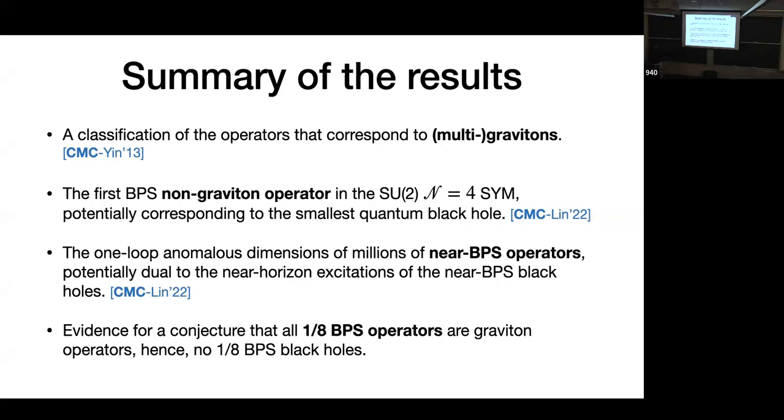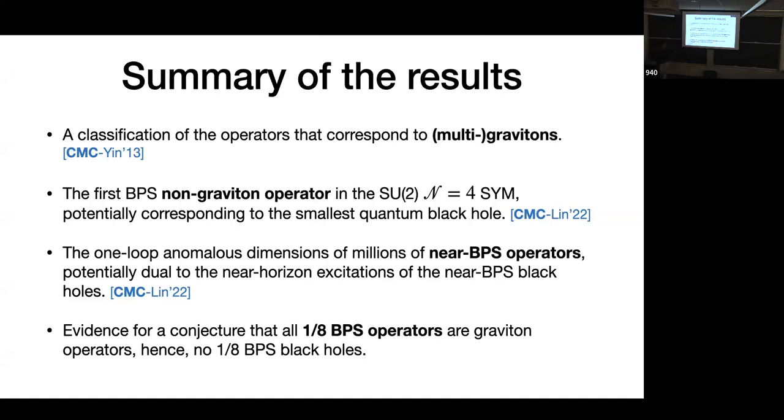Next, I will also tell you some results about the non-BPS operators. We have computed one-loop anomalous dimensions of millions of near-BPS operators, and potentially they are due to the near-horizon excitations that I talked about for the near-BPS black hole. And this is a non-planar result. Okay.